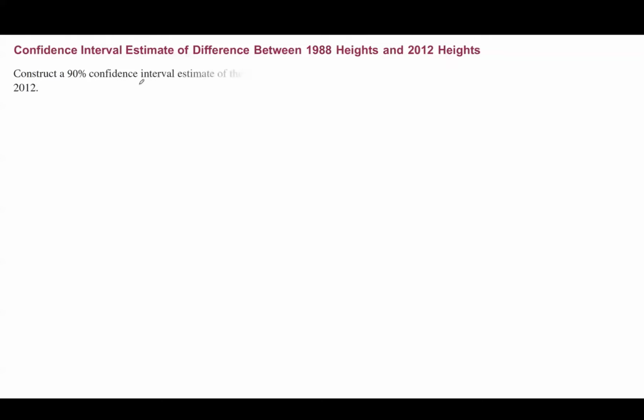Our goal is to construct a confidence interval estimate of the difference between 1988 heights and 2012 heights. So we're going to find the difference between these two means. We're going to construct a 90% confidence interval estimate of the difference between the mean height in 1988 and the mean height in 2012.